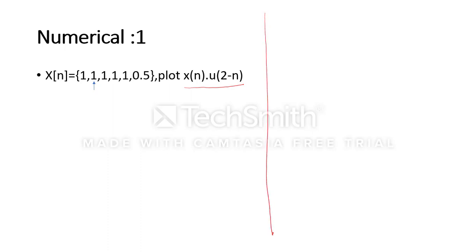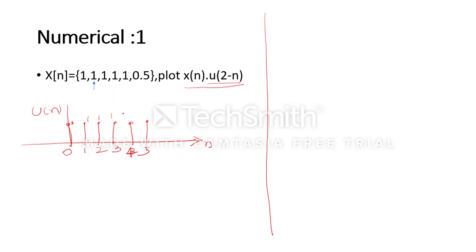So first of all we will try to plot u[2 minus n] first. We know that u[n] you can plot like a unit step function, but in discrete time its magnitude will be 1 and the samples will go up to n. All the magnitudes are 1 and it is going up to n. So now we have to plot u[2 minus n].